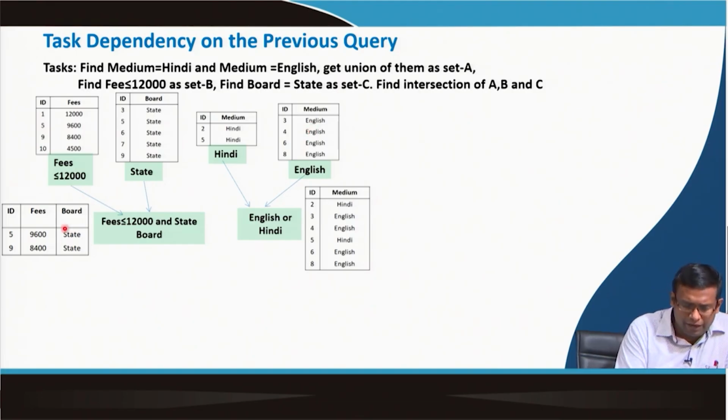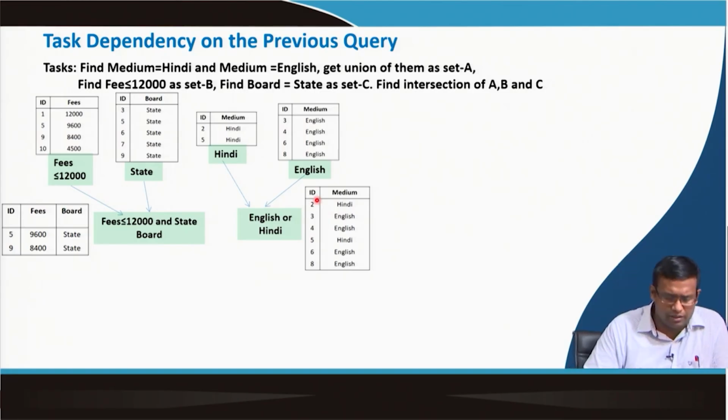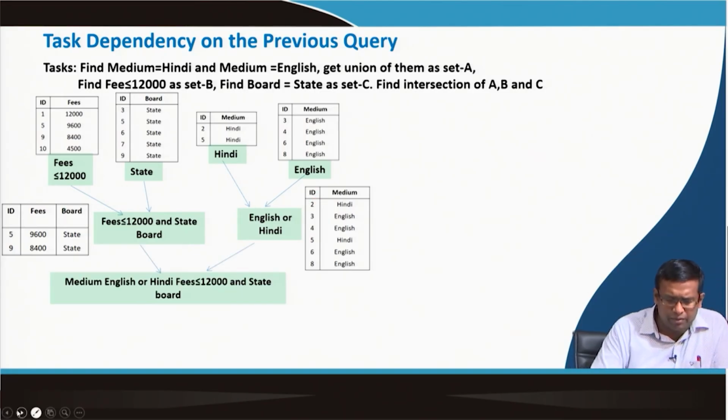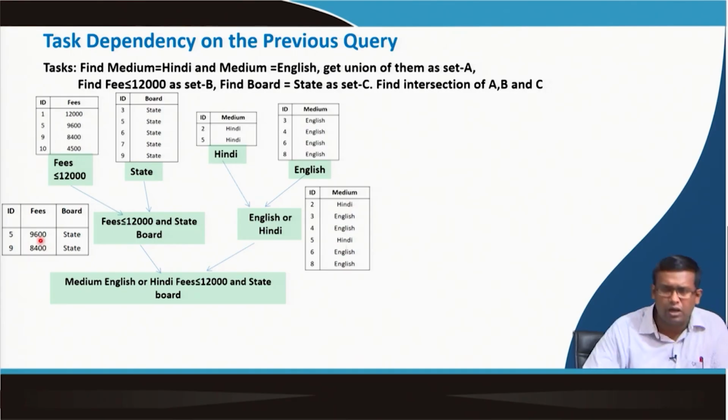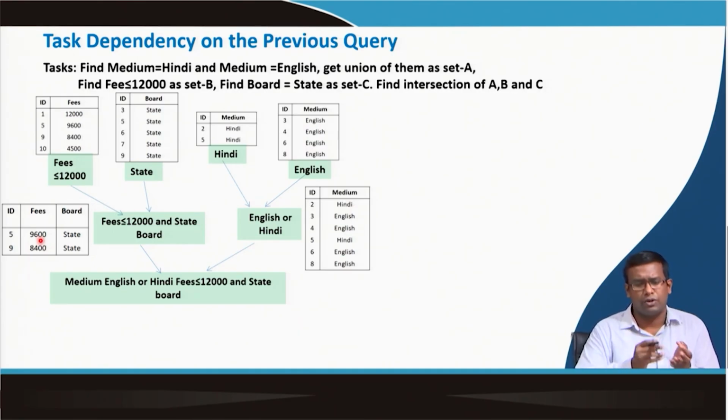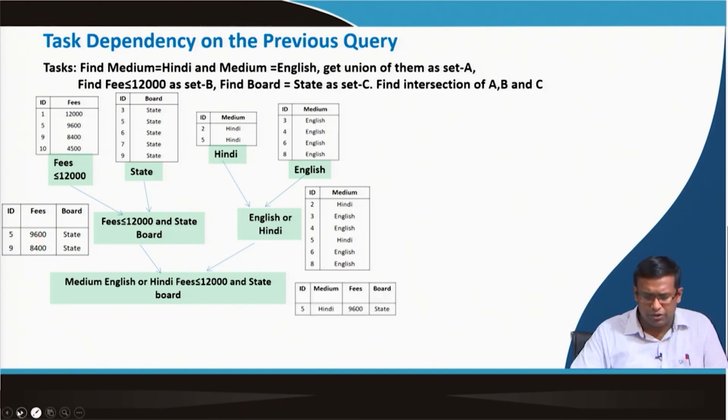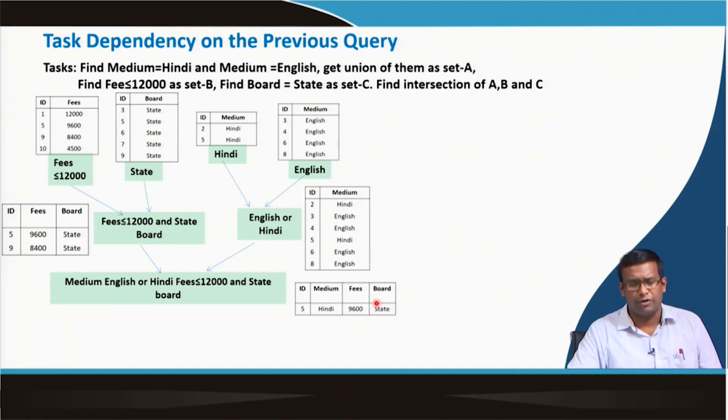They are independent. Finding out this intersection and this union is also independent, and they can be processed concurrently. And then medium of English or Hindi, and fee less than 12,000, and state board, that has to be found out. So, you take this set of 6 schools here and the set of the 2 schools here, over the set of 8 data you found out which are common, and finally you come up with the solution that there is one school, which is ID 5, its medium is Hindi, fee is 9600 and board is state. So, it satisfies the criteria we have given.